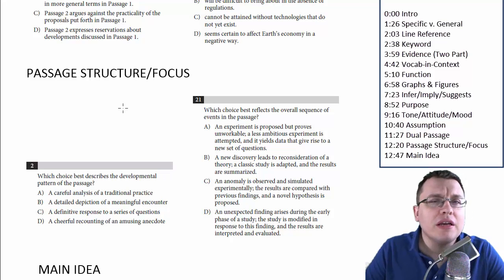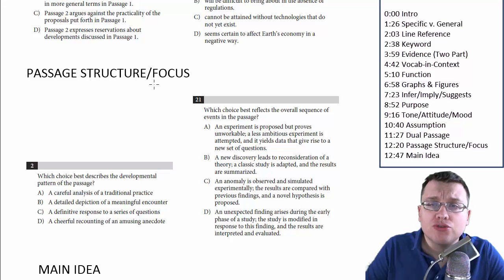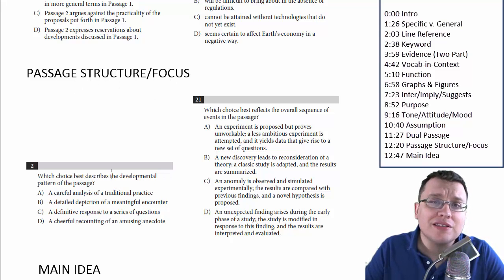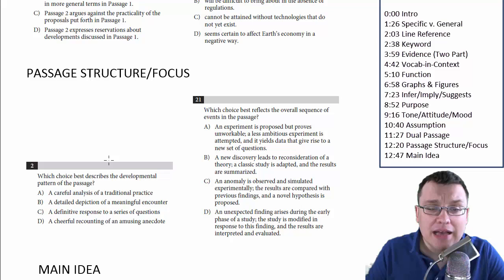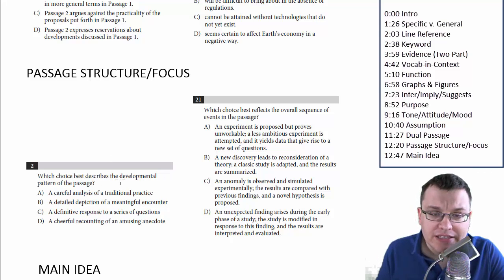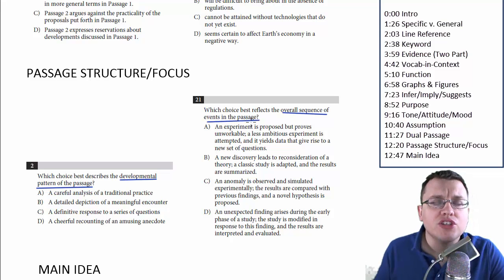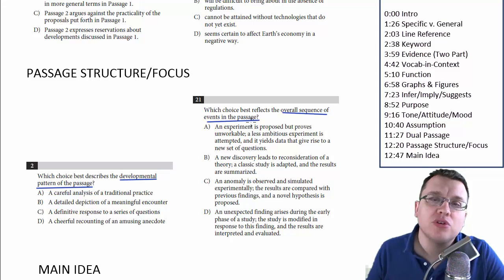Now we're getting into the really general questions, the ones that are pretty much always general. The first is passage structure or focus. So how is the passage structured? How does the focus of the passage shift? Notice this question asks for the developmental pattern of the passage. This question asks for the overall sequence of events. So here it's just getting a sense of how the passage is put together as a whole. It's not necessarily the main idea or the main argument, but how it is structured, how it's put together.